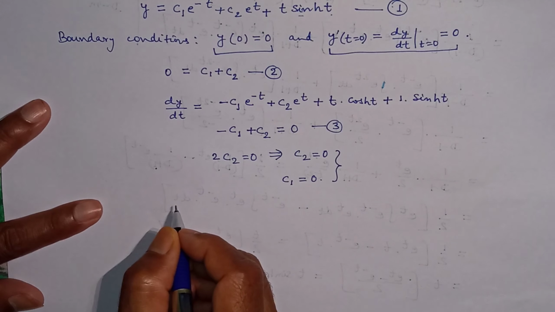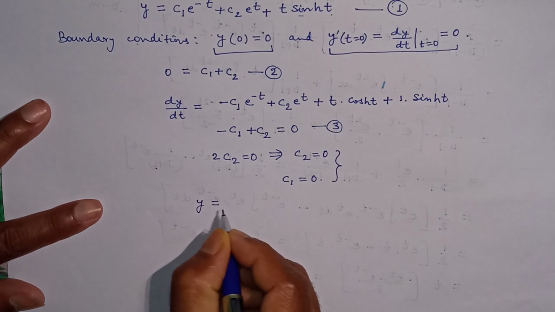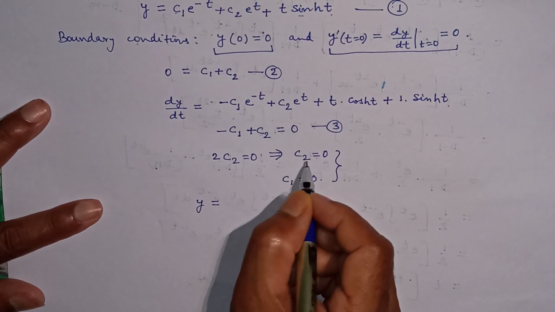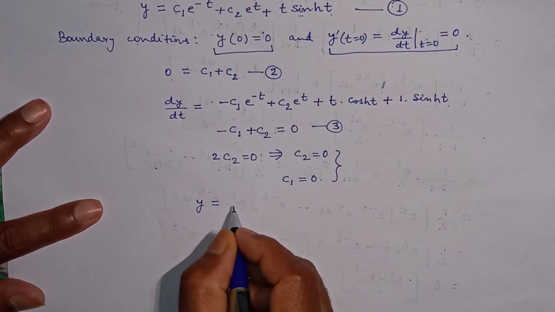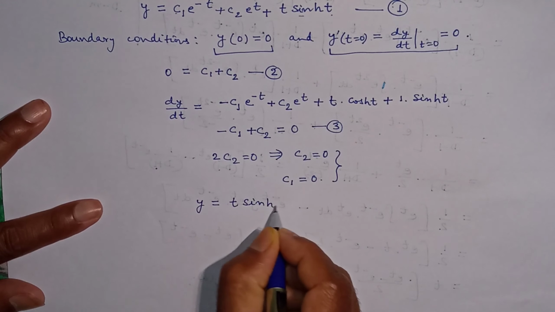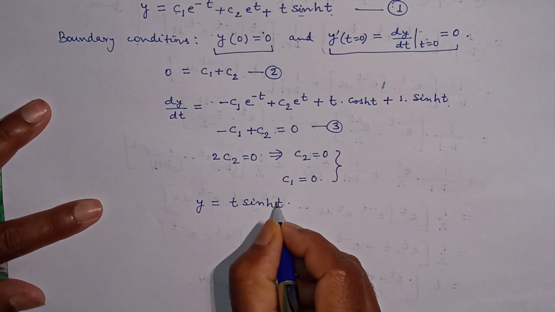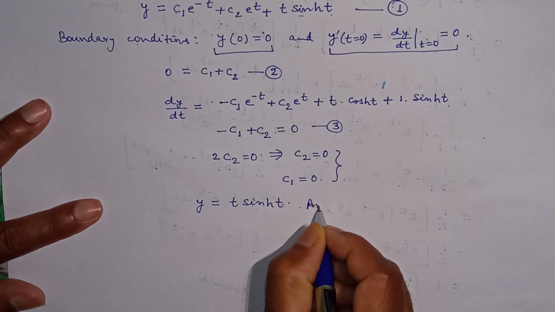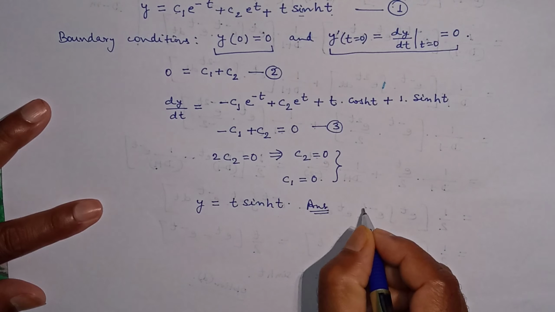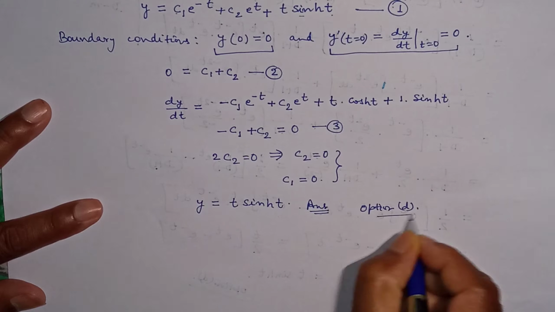Applying these two values in 1, we have y equals, first term is 0 because c1 is 0, second term is 0 because c2 is 0. We have y equals t sinh t. So this is the required answer of this question. So option D is the correct answer. Thank you.